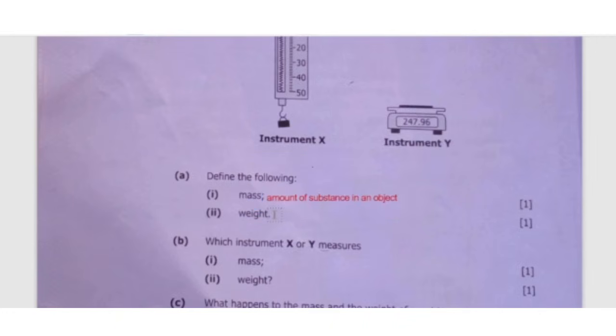Okay, then weight, what is weight? We can say weight is the pull of gravity on mass. Okay, pull of gravity on mass. Those are the definitions.